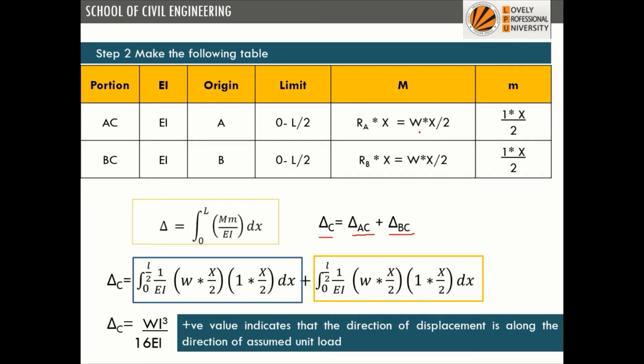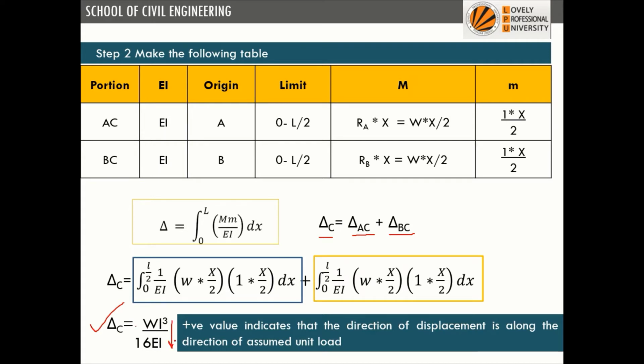What is capital M? It is Wx by 2. So capital M is Wx by 2 into small m. What is small m? It is simply x by 2. So into x by 2 into dx. For portion BC, similar terms we can find from here. This is capital M, this is small m. You integrate it and add up, you will get the value of deflection at C as WL cube upon 16 EI. We can say that deflection is downward.